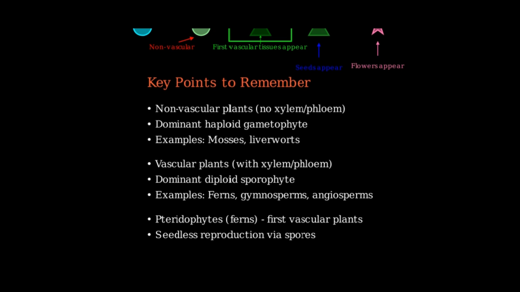Pteridophytes, like ferns, were the first plants to develop vascular tissues. They're seedless vascular plants that reproduce via spores. Remember these key differences for your MDCAT exam. Good luck with your studies.